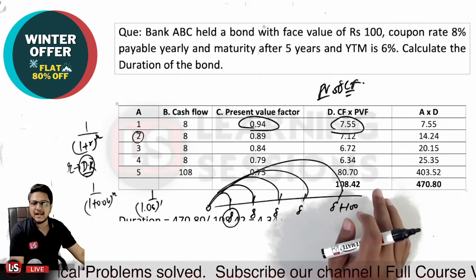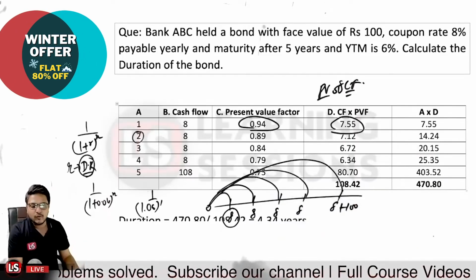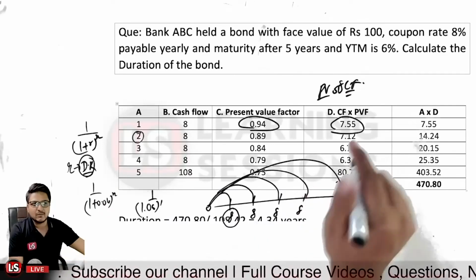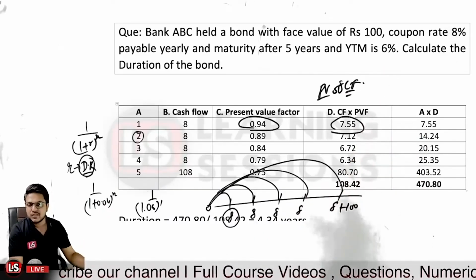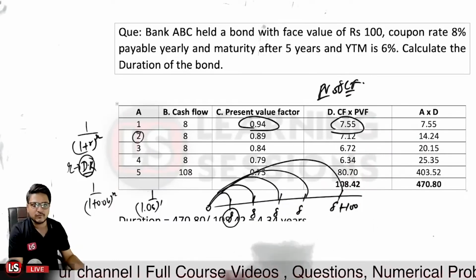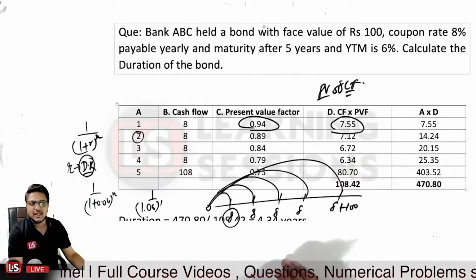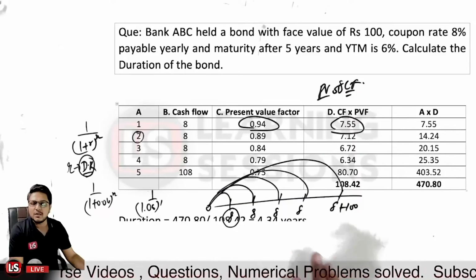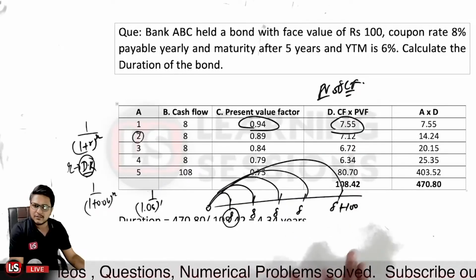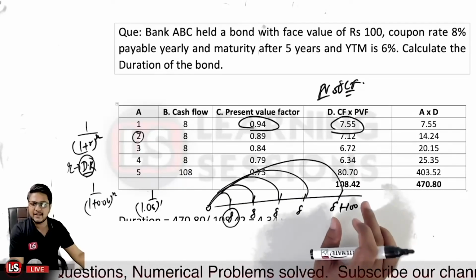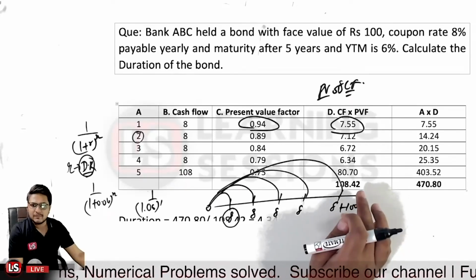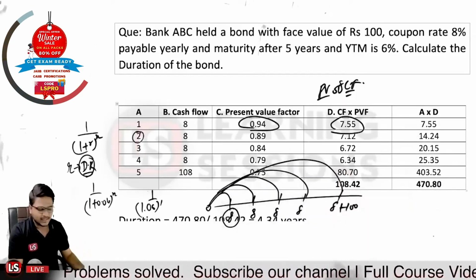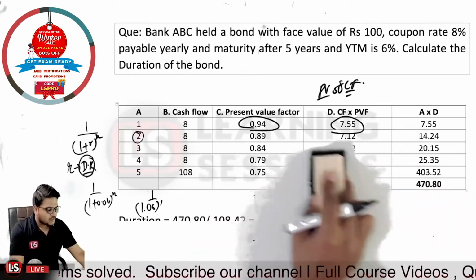Is that clear? And what I said to you over here is that if YTM is lesser than the coupon rate, so YTM over here, that is the rate of return, is 6%, which is lesser than the coupon rate of 8%. What does it mean? It means our current market price is going to be over and above the face value. That is what we calculated, that it is greater than the face value of rupees 100. Is that clear?